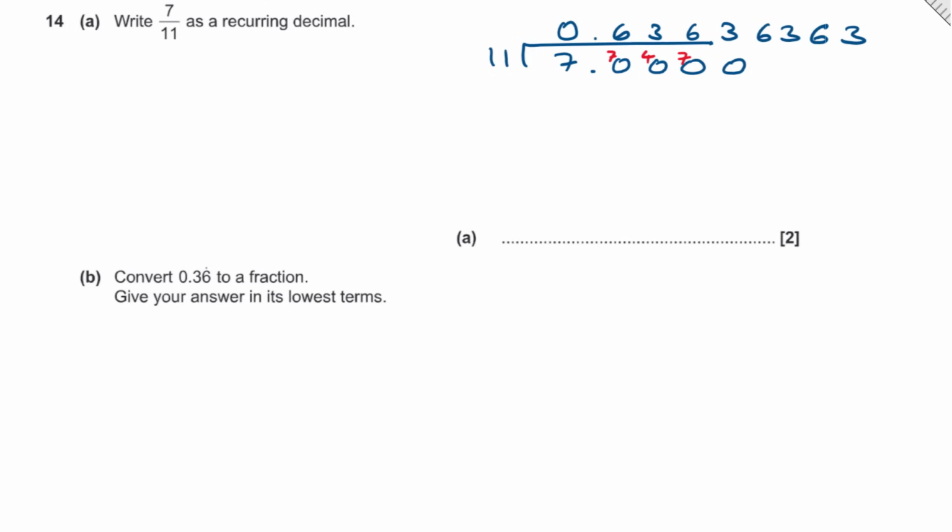Okay, so we've got the pattern now, so we can then write that down as a recurring decimal. So it's going to be 0.63. The pattern starts here, stops here. These are the 2 ones that are repeating, aren't they? So 6 3 6 3 6 3. It's like that.